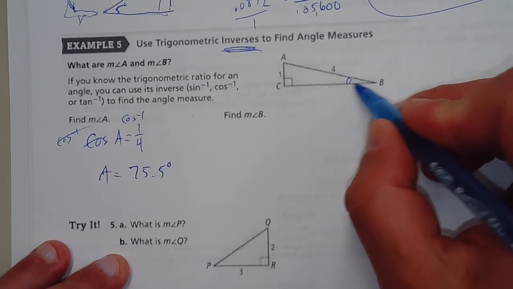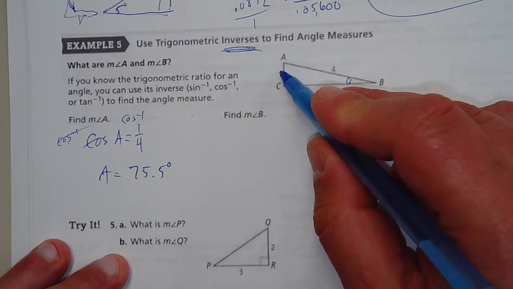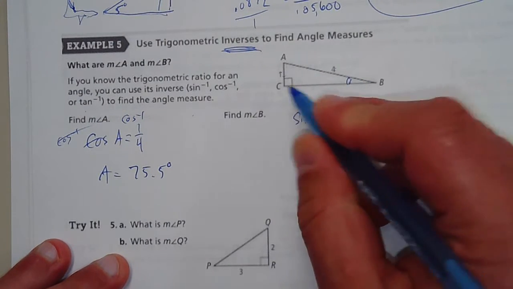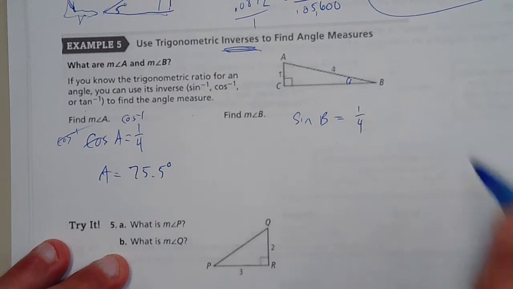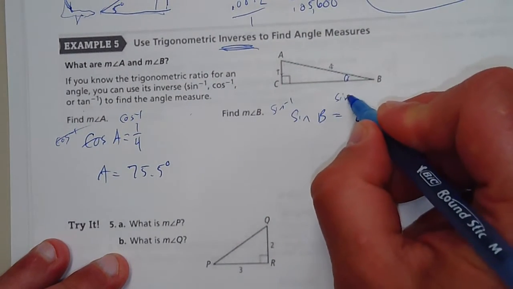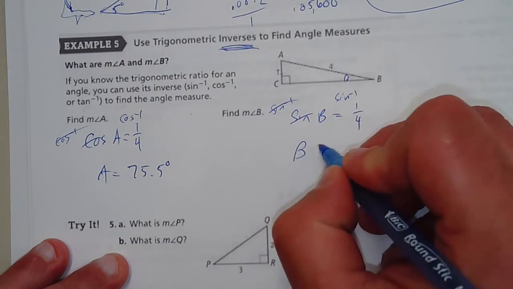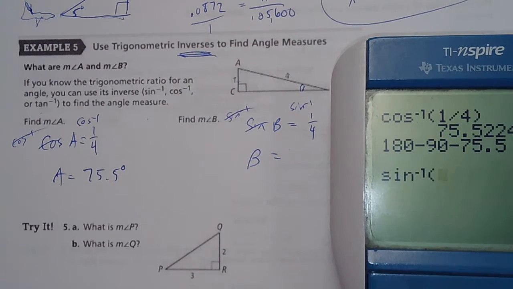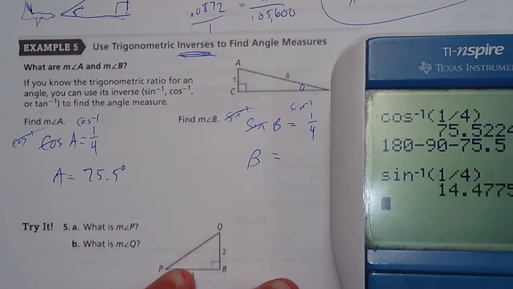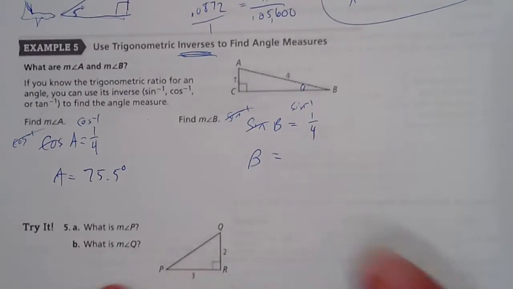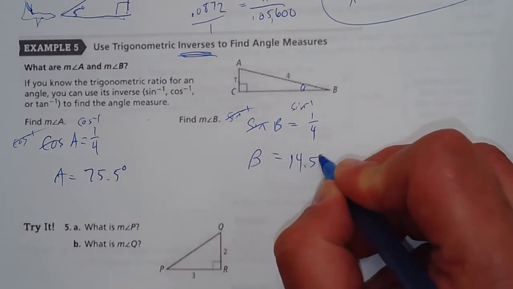So now you're looking at angle B here. This would be opposite over hypotenuse, so it's going to be a sine problem. So sine of B is 1/4. And we're going to solve it just like the previous problem. We're going to go sine inverse to both sides. So into my calculator, I'll do sine inverse of 1/4. And like we said, it should be about 14.5, and it is. So there we go. 14.5 degrees.